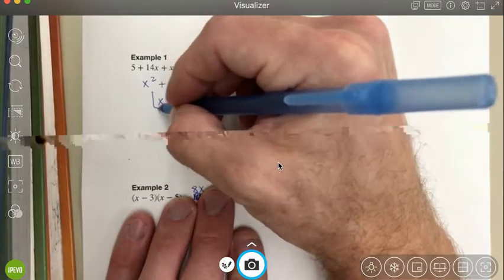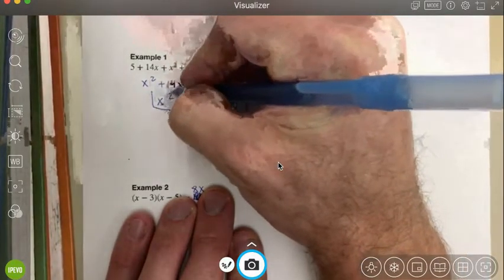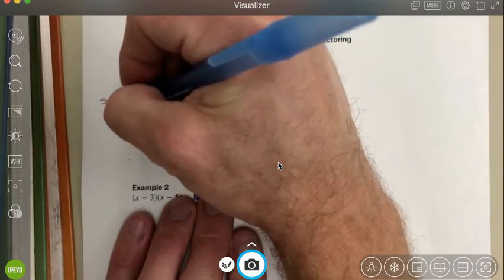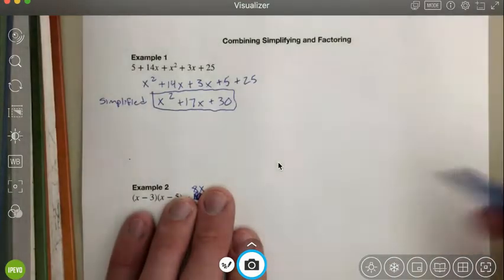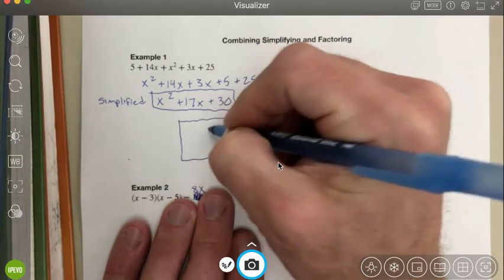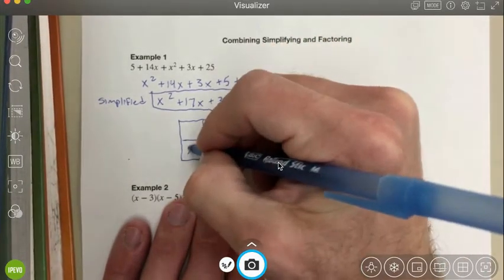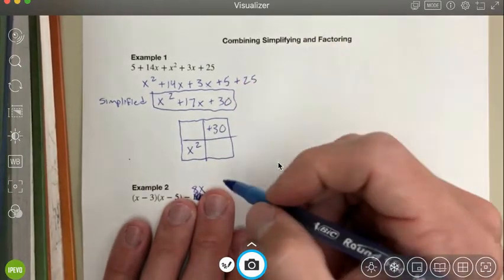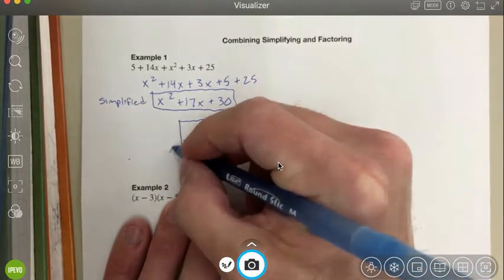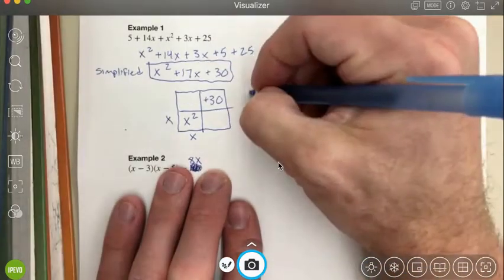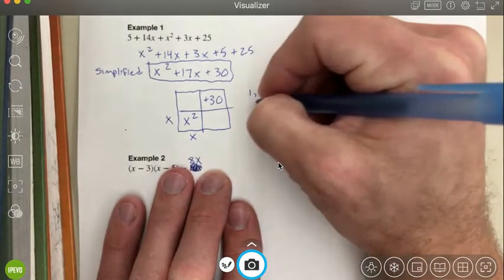Now I have this simplified trinomial. Now I'm good to factor. So I can create my box. I know x squared's got to go in there. I know plus 30's got to go in here. I already know x times x is x squared. What I'm left with is, what are the factors of 30?